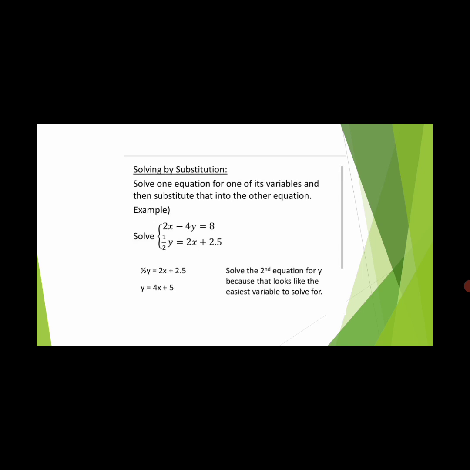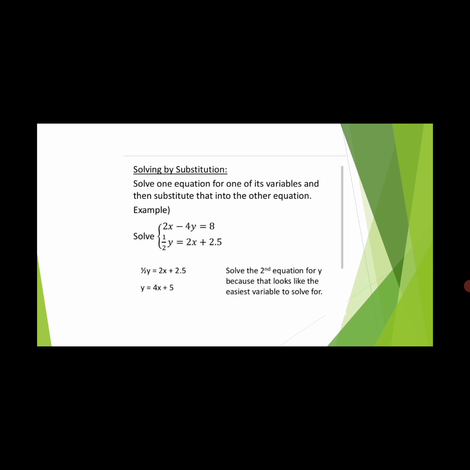Example, 2x minus 4y equal to 8 and half y equal to 2x plus 2.5. We have to solve these equations by the substitution method. The substitution method is another way of solving a 2 cross 2 linear system. It is easier compared to the graphing method. In the substitution method, we first find the y value or x value, and that y or x value is substituted into the other equation. It is called the substitution method.